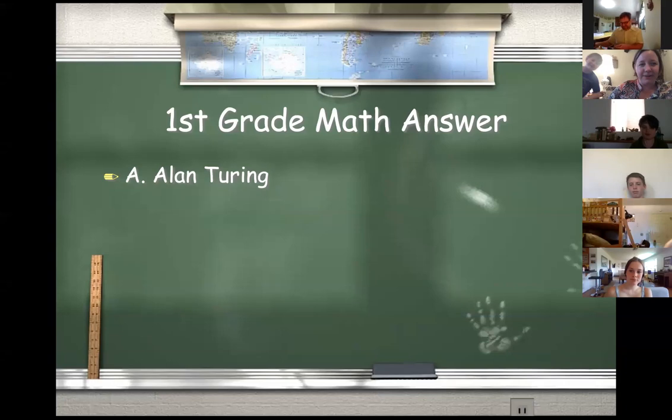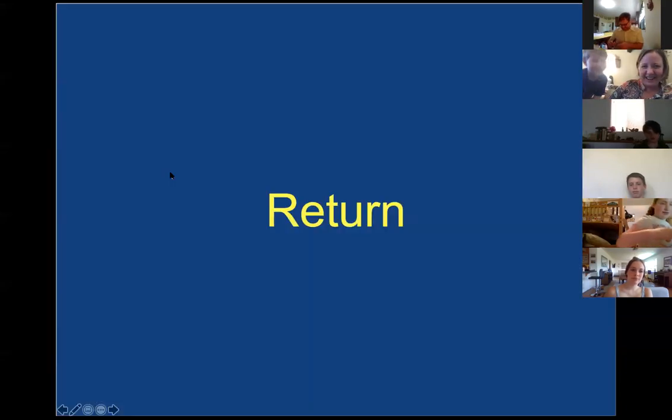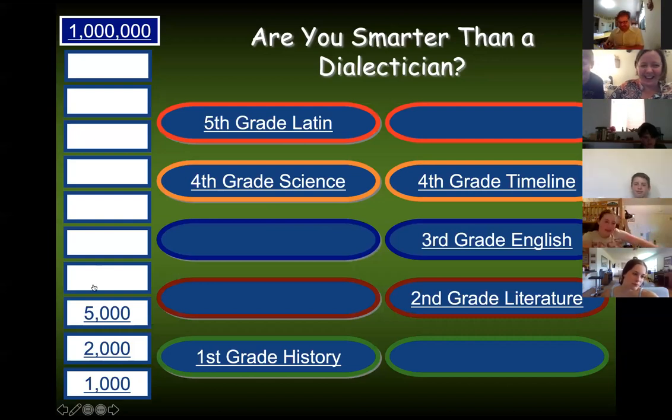Or you're as smart as a dialectician. That's a high aspiration. You have earned $10,000.